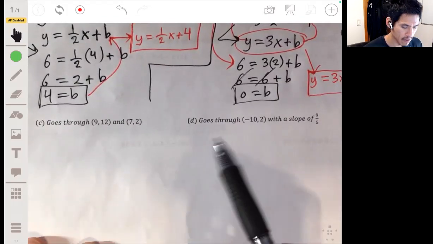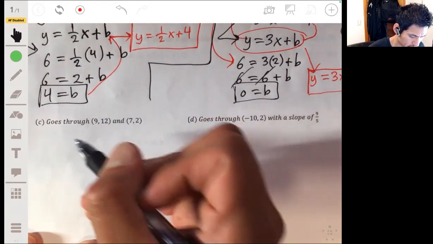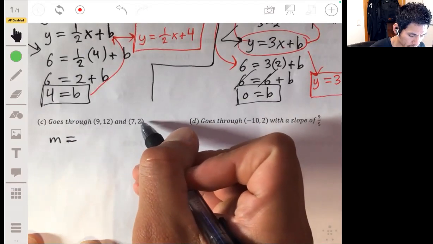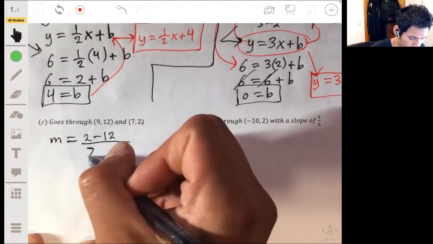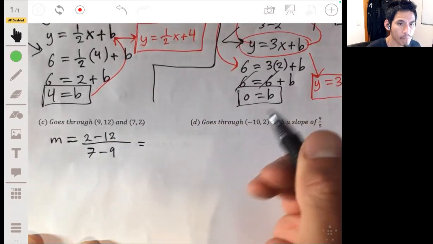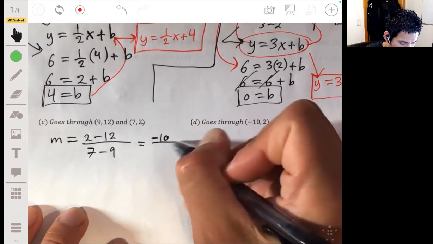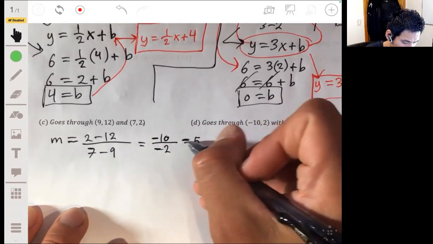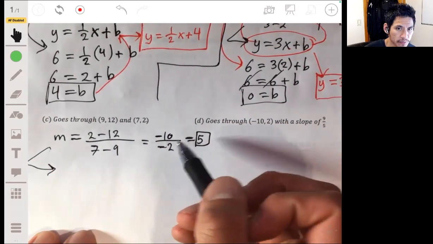Okay, a couple more. Let's try this next one. Goes through 9, 12, and 7, 2. Slope y2, so 2 minus 12 over 7 minus 9. And so we'll get negative 10 over negative 2. It'll give us 5. So the slope is 5.